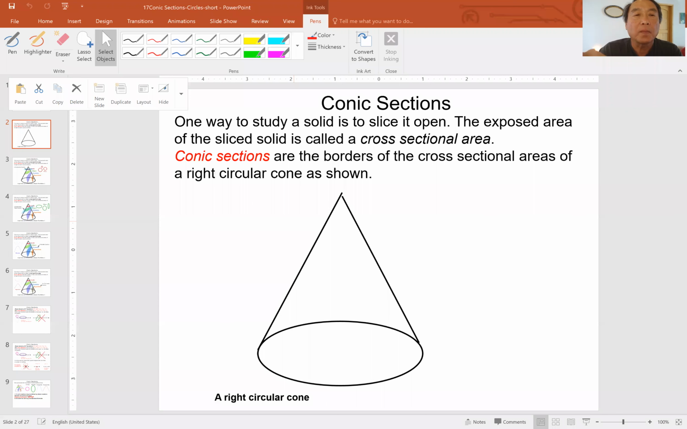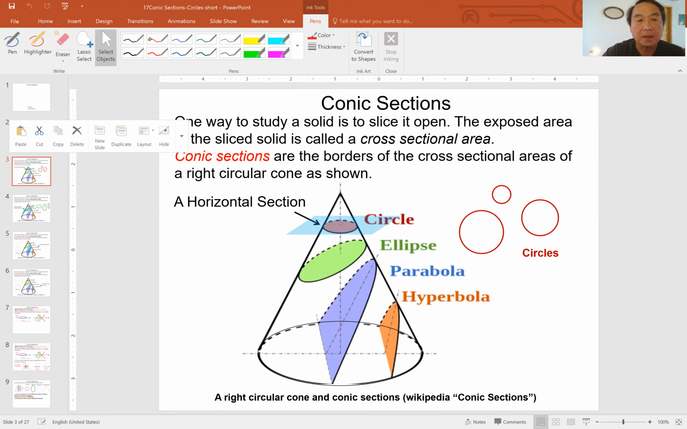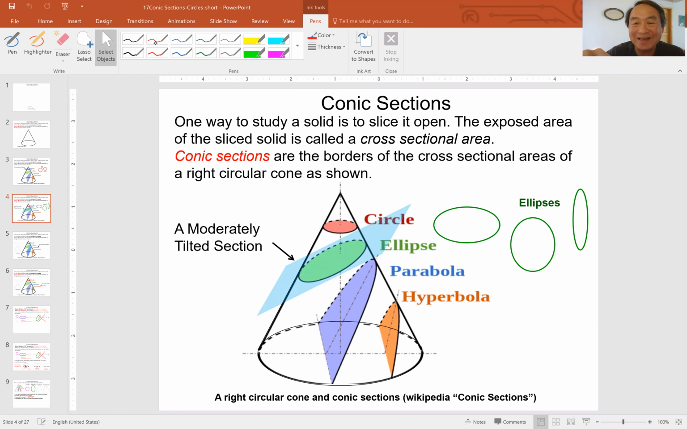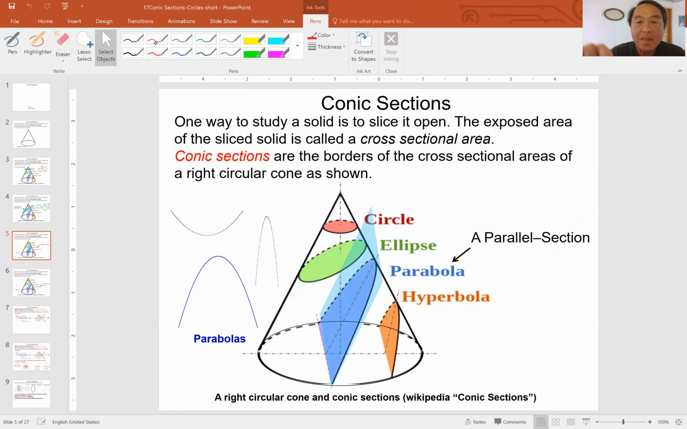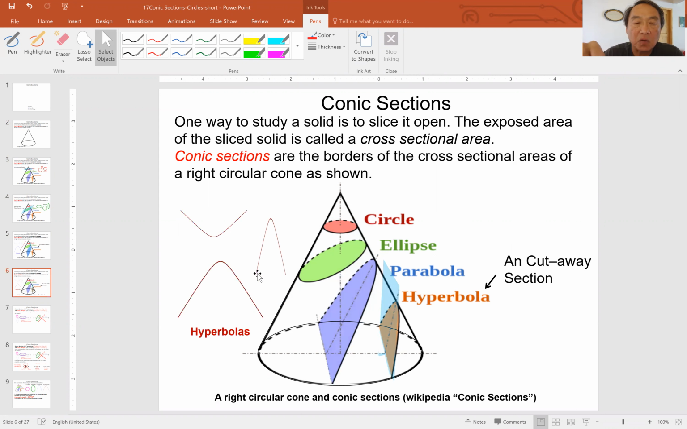If we slice open a cone, it exposes 4 types of curves. If I slice it horizontally, the exposed area is a circle. If I tilt a little bit, I get an ellipse. Then if I slice it parallel to the side, I get precisely a parabola. If I tilt a little bit more, I get these curves that look like parabolas.